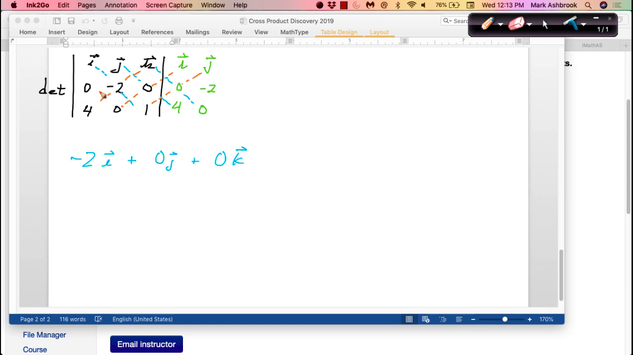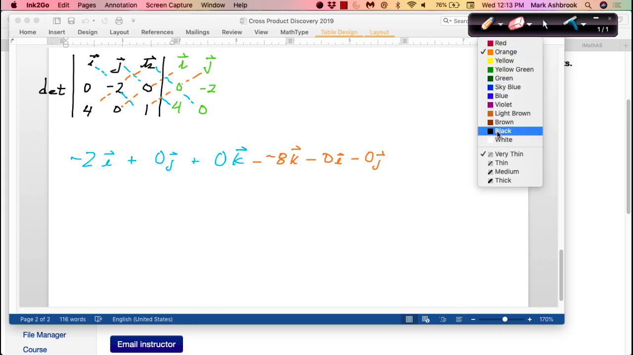So now when I go down to the left, I'm going to multiply and I'm going to subtract those. So this is going to be what, minus negative 8k. Is that right? Then minus 0i. And then minus 0j. Do you follow it? So down to the right, you multiply and add. Down to the left, multiply and subtract. And then we just combine them all, and that should be the cross product, and it should agree with what we came up with before.